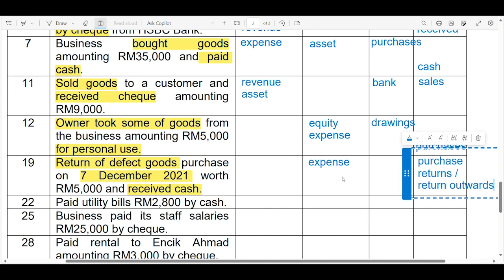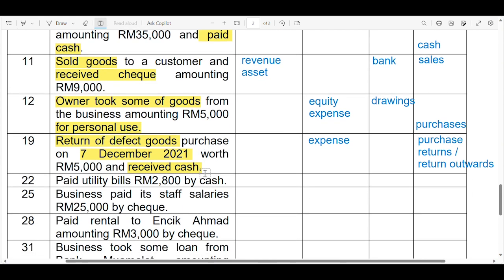When you return goods, you receive cash. So when we receive cash, it is an increase in asset, so you debit asset account. Which asset account? Cash. Alright, very good.